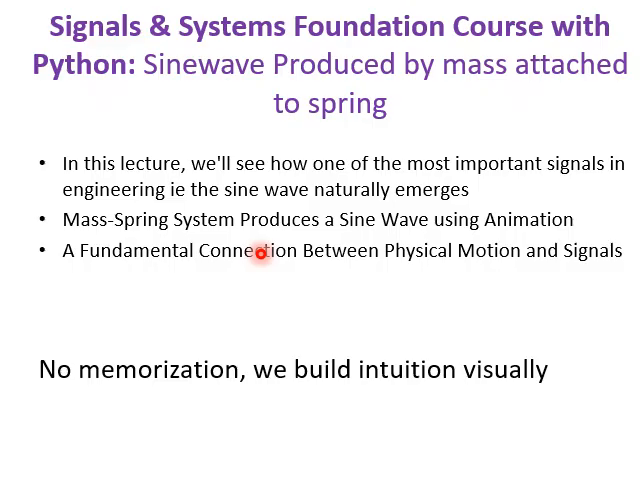Today you are going to see in a small video or in animation how the sine wave is produced by a mass spring system. You understand sine wave, or in general sinusoidal wave, including sine and cosine. They are one of the most important signals in engineering. So you will learn a fundamental connection between the physical motion and signals. Apart from the sine wave produced by the mass spring system, we will also consider some other systems where naturally we have the sine wave or the sinusoidal waves.